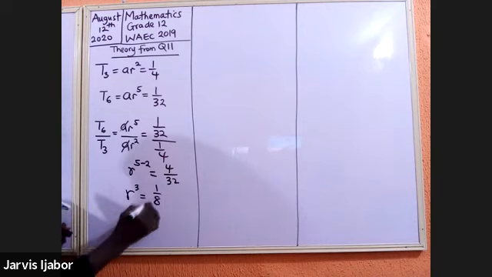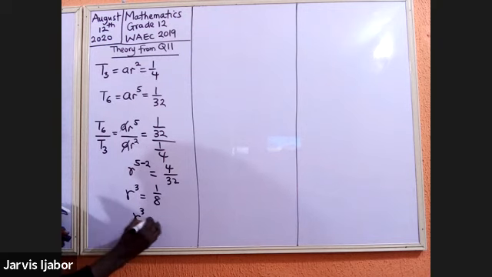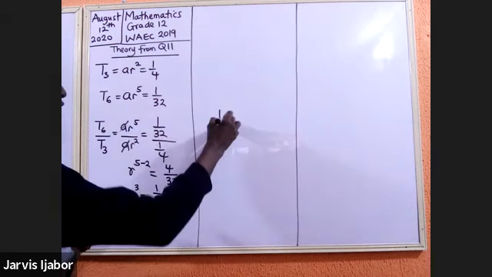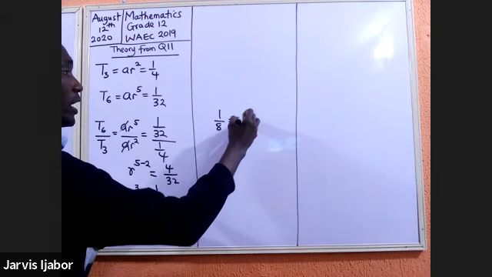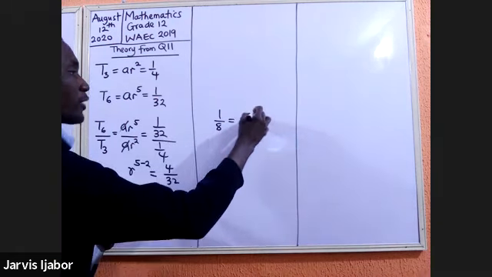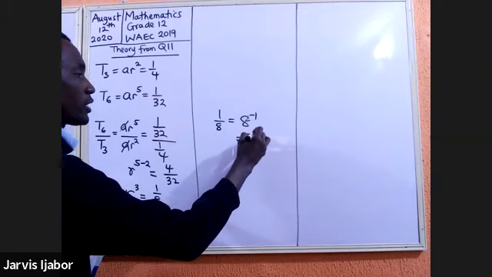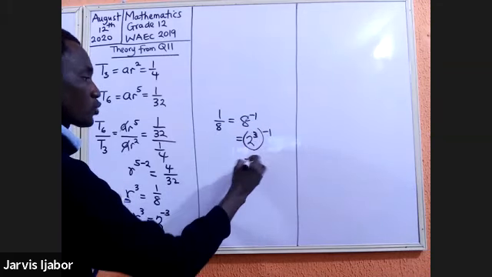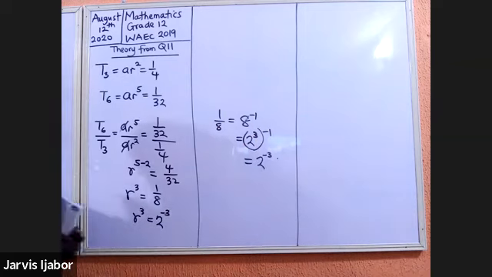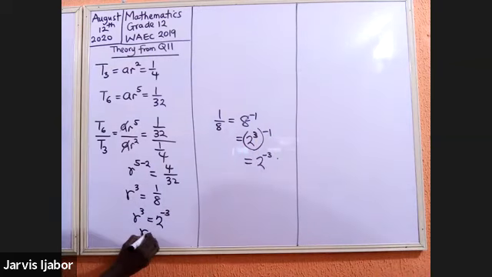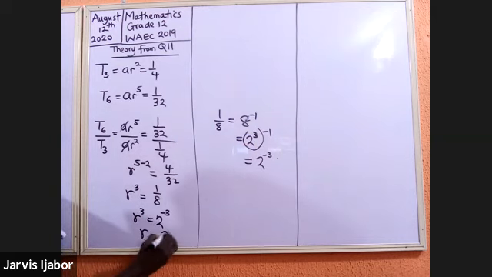So simply put, R to the power of 3 will be equal to 2 raised to the power of minus 3. How did I get that? Recall that 1/8 is the same thing as 8 to the power of minus 1, which will be 2 to the power of 3, raised to the power of minus 1. So that will be 2 raised to the power of minus 3. Are you seeing that? So from here, R will be equal to 2 raised to the power of minus 1.